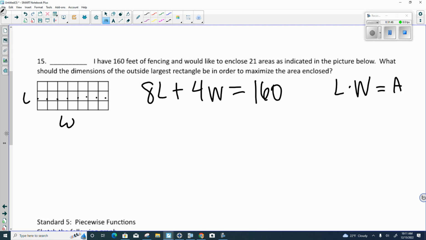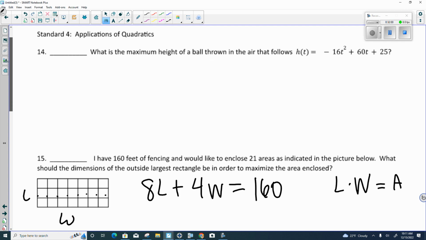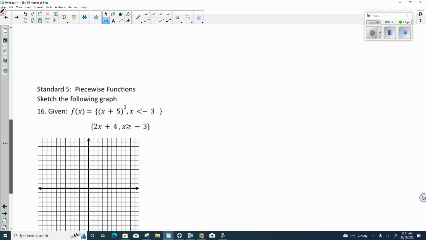So if you remember from this one, we're going to solve for either length or width. It doesn't matter. We're going to substitute it in this guy and create a quadratic. I can go over this one tomorrow first thing if you guys want. So I really only have time to do one more. Which one do you guys want me to do? Piecewise?